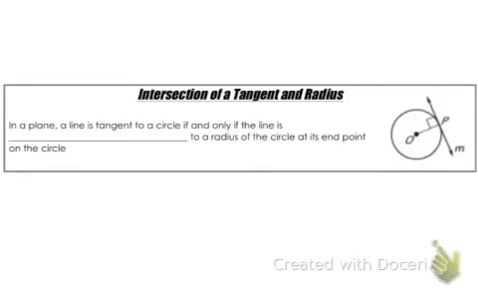Intersection of a tangent and radius. In a plane, a line is tangent to a circle if and only if the line is perpendicular to a radius of the circle at its end point. So you can see that we have a tangent line on the outside, and that intersects the radius, OP, on the inside of the circle, and where they intersect, they form a right angle. So we can say that the line MP is tangent because it intersects the circle at a right angle.